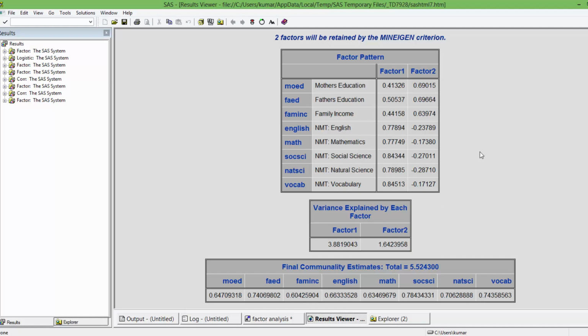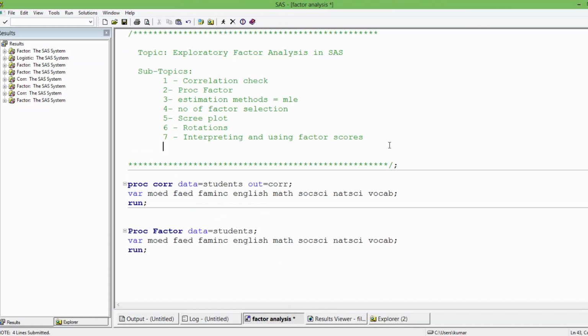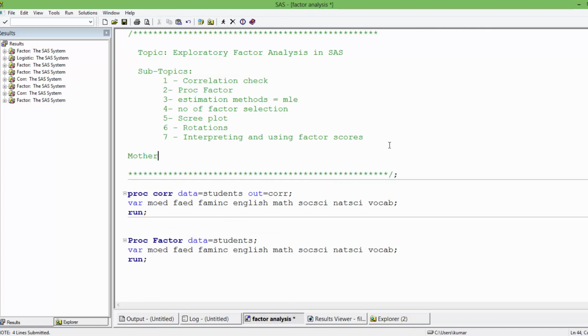We can write it down like this: mother's education equals 0.41 factor 1 plus 0.6 factor 2. Similarly, we can write this type of equation for all the variables that we have used.